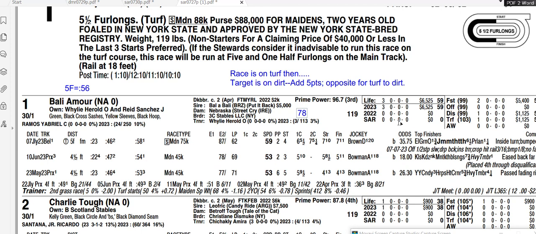Now, here's what else I do. For every half a furlong, the race is going to be a little bit faster. For example, a 5 furlong race is going to be run a little bit faster than a 5.5. So I also take off, for every half furlong, 3 points. That would be a -3. This target rating actually would be a 75, because it was done on a 5 furlong.